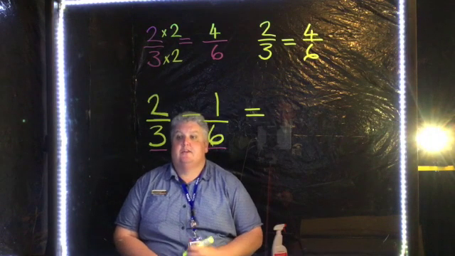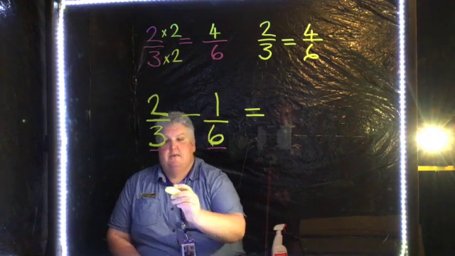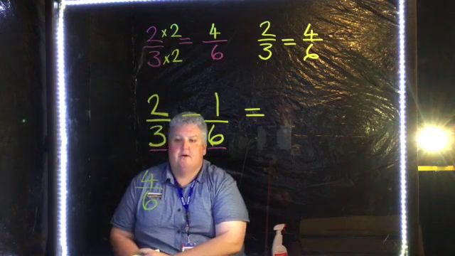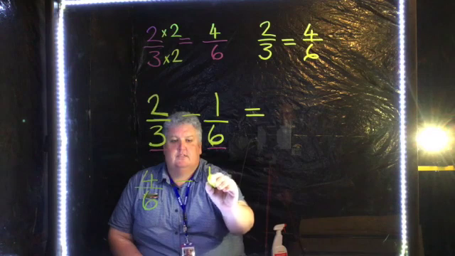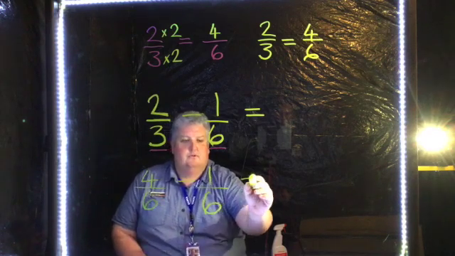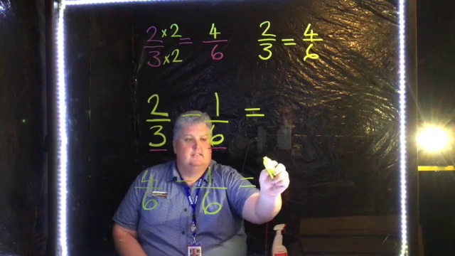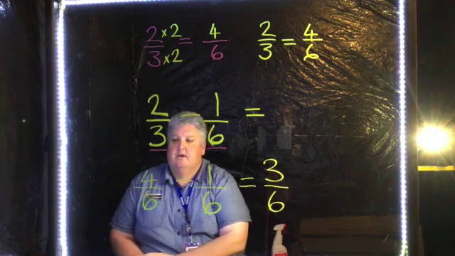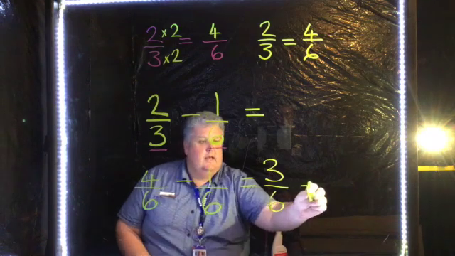So now we know that 2/3 is the same as 4/6. We can finish off our equation. 4/6 minus 1/6 equals 3/6. And we know that that's the same as a half.